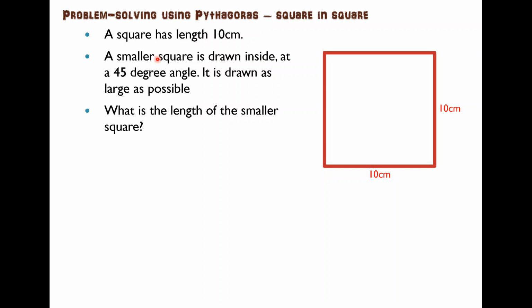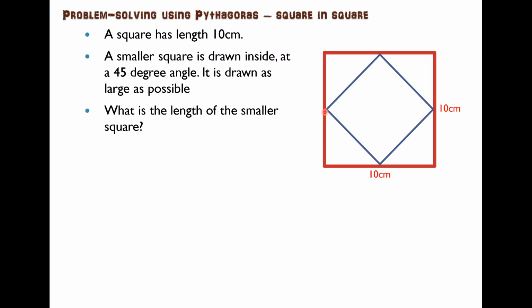Now a smaller square is drawn inside at a 45-degree angle. So this would be like tilted to this direction and will be as large as possible. So it'll look something like this. Often for this you might be given a diagram, but I thought I might make it tricky and have just a worded question. It's drawn as large as possible, boom, done. What is the length of the smaller square?